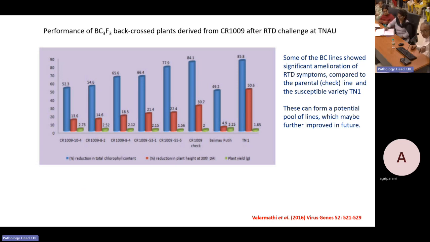In Bhagirathi, the second from right, you have the levels much lower. And then the CR1009 check is the susceptible one. You see that 84% reduction in total chlorophyll content after viral inoculation. But again, some of the backcross lines like CR1009-10-4 have just 52% reduction in chlorophyll levels. The red bars are reduction in plant height, and the green one, most important, is the yield, right? How many grams of seeds you get. The CR1009 check has 2, whereas CR1009-10-4 has 3.75. So there was substantial improvement in the performance of these varieties.